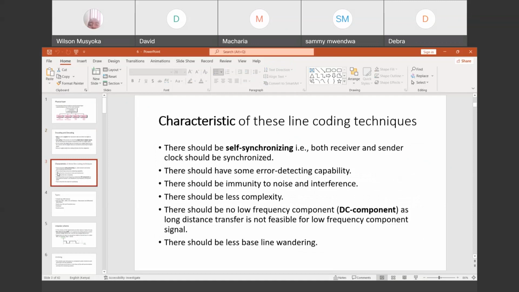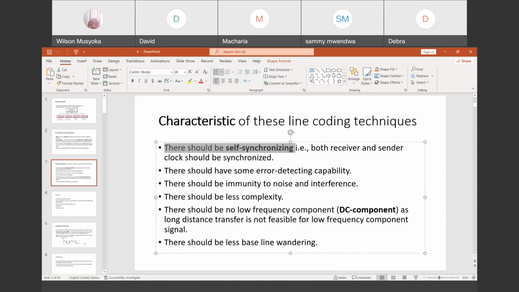And here they are. They normally have some common characteristics, whereby they should be self-synchronizing. When we talk about self-synchronizing, it is that both the sender and the receiver should be synchronized. For instance, what was configured at the sender side? If you said that a 1 bit is going to be represented by a flow of current, then at the receiver, that should be the same case. It should not be the opposite. That is what we mean by being synchronized.